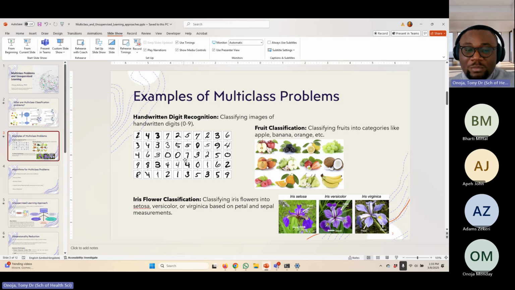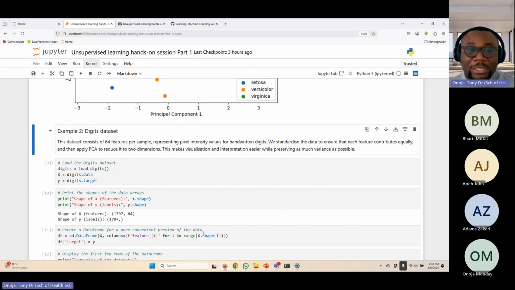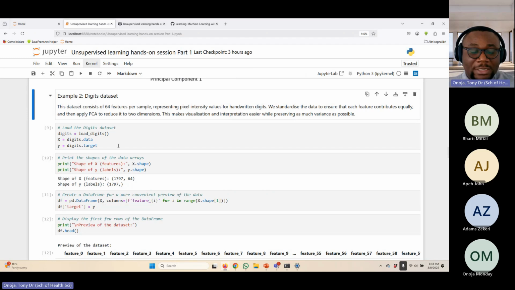So when you are trying to categorize or classify these images, the machine would likely struggle to say this is a 1, this is a 2, this is a 3, this is a 4, this is a 5, because this has 10 classes, from 0 to 9. So this becomes quite a challenge when you want to categorize them. So it is that dataset that we want to look at in this place.